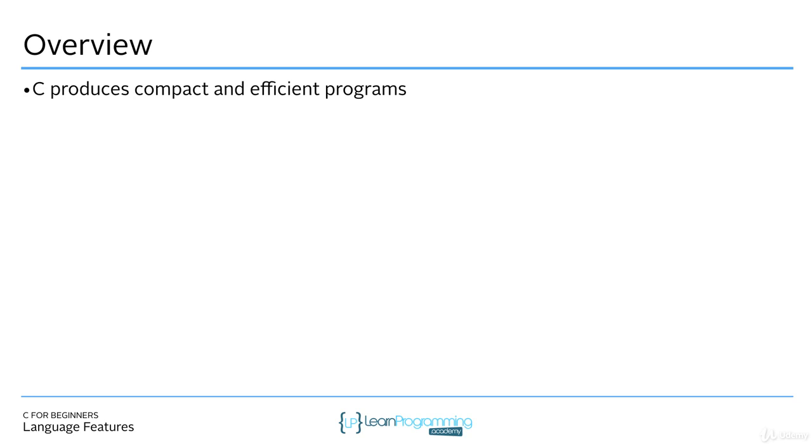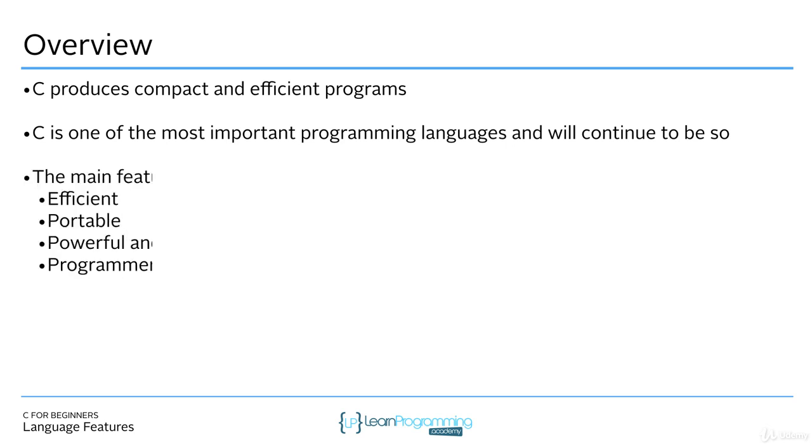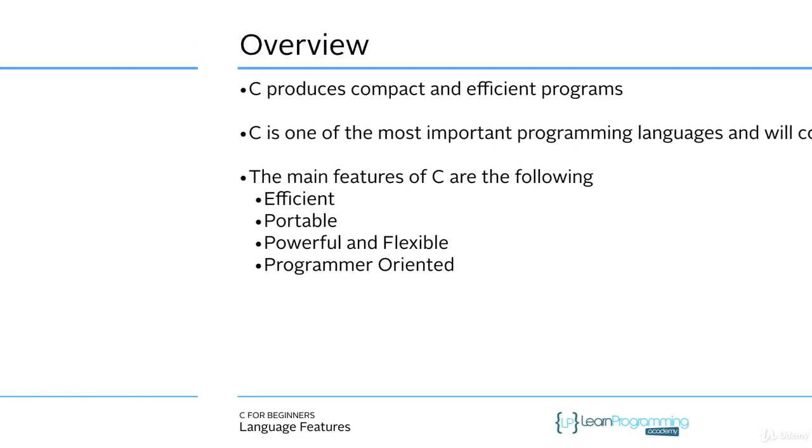That is a language feature, though. That's important. It's one of the most important programming languages and will continue to be so. We know all this, so I just, again, want to reiterate it. But the main features of the C language are that they're efficient, portable, powerful and flexible, and programmer-oriented. And we're going to cover these in more detail, what this means. But these are important characteristics of C. We need to understand them, again, in order to understand how to write the code in this language.